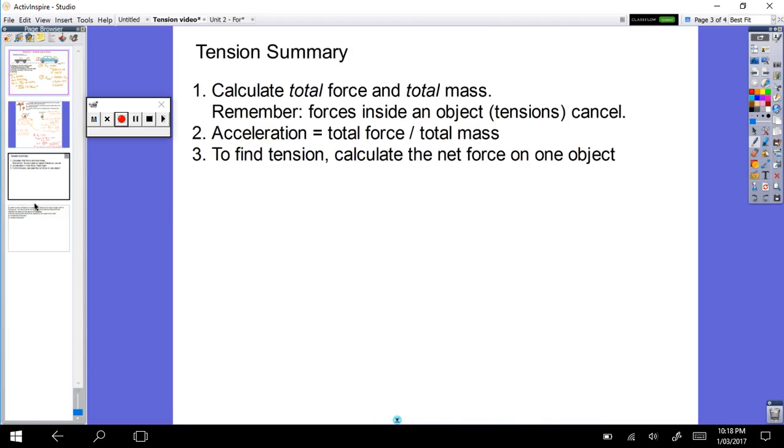To summarise, when you're doing tension problems like this, you need to calculate the total force and the total mass. Remember that the forces inside an object cancel. Acceleration equals total force divided by total mass, like in our example with the F net. And then to find the tension, calculate the net force on one object, so you look at them separately.